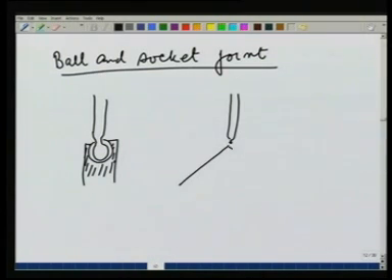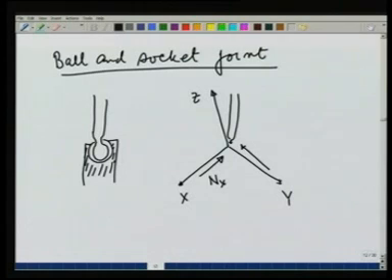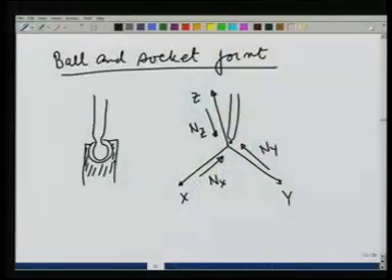Let me make it like this. Let us say this is the z direction. On a socket joint, it can provide a force in x direction, it can provide a force in y direction, and it can provide a force in z direction. This is the 3 dimensional counterpart of the pin joint or hinge joint of 2 dimensions.